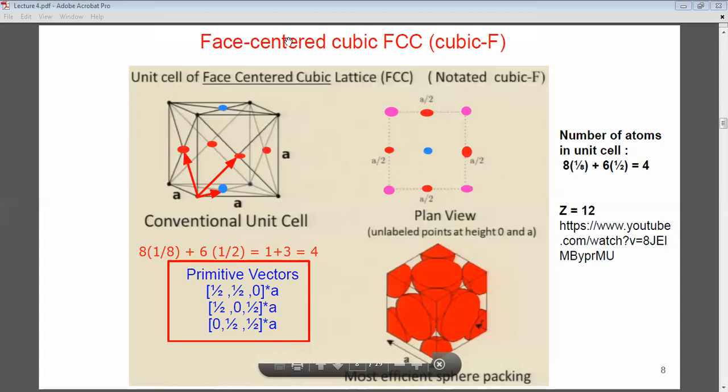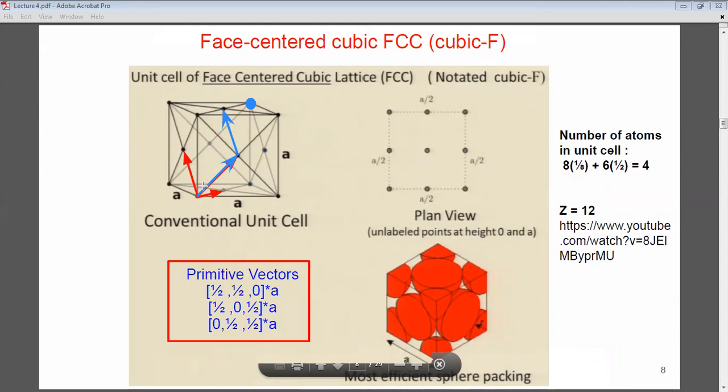Again, to convince ourselves that this is a proper list of primitive vectors, let's see how can we reach this point, for example, over here. To reach this point over here, one way to do it is to go this way, then to go this way. So first of all, we take this one, which is half, 0, half. Then we take the 0, half, half.